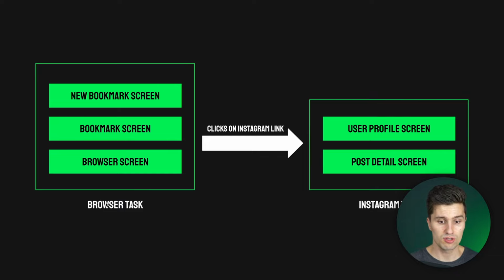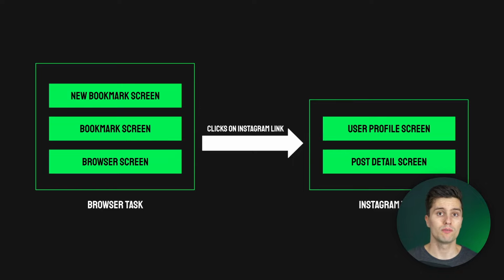So you can see here the user used their browser app again. They were on the browser screen, they opened the bookmark screen, went to the new bookmark screen, and maybe at some point then they click on an Instagram link, which will open the Instagram app. And that will now form a new task since that is a new app. So they then might land here on the post details screen where they see an Instagram post. From that post details screen, they could go to a specific user profile. So that is pushed on the backstack and to this task here.